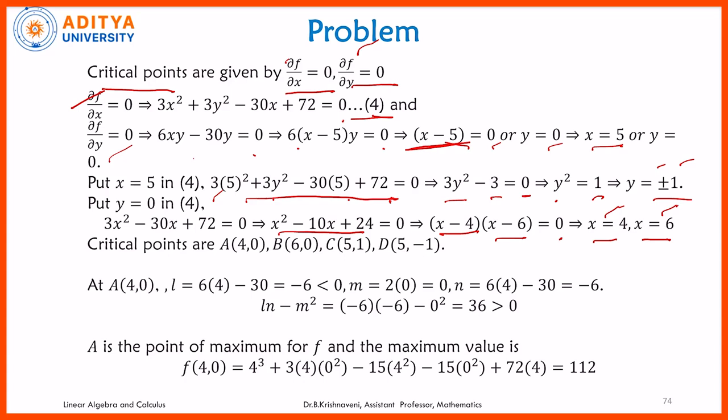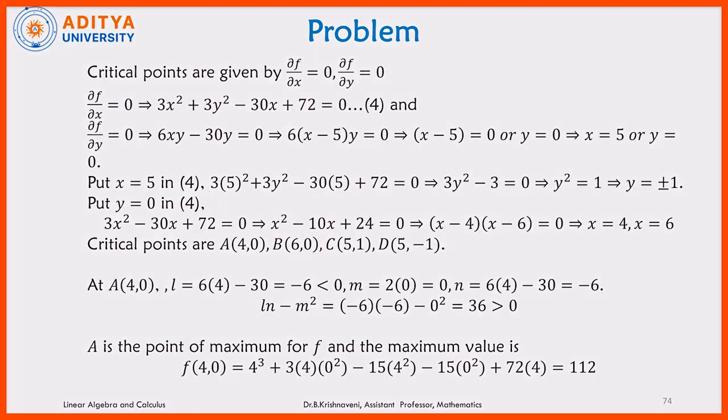Hence, what are the critical points here? For x is equal to 5, we got y is equal to plus 1 and minus 1. And for y is 0, we got x is equal to 4 and 6. Therefore, the critical points are (4, 0), (6, 0), (5, 1), (5, minus 1). Now, at each point we need to find out the conditions. For that, we need the value of LN minus M square. Now let us take the first point (4, 0) and find out the L value.